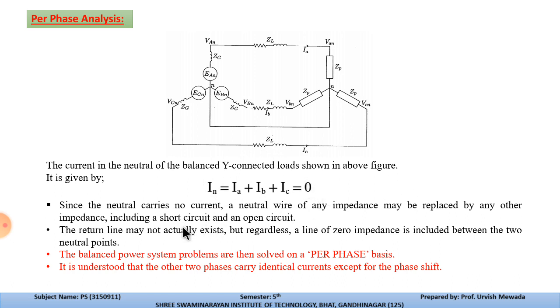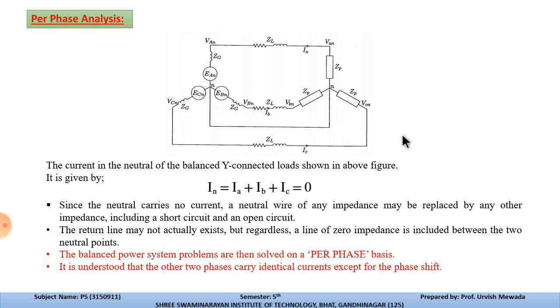Now any other impedance, including a short circuit and open circuit, may be replaced with the impedance over here. Means the neutral carries no current, so the neutral wire of any impedance may be replaced by any other impedance including a short circuit. Here there is no current, so we indicated it with a short circuit; there is no impedance between the line and the neutral. The neutral line may not actually exist, but here we drew the neutral as short circuited because it has zero impedance. So we drew it here as only a line, with no impedances and resistances drawn between these 2 points.